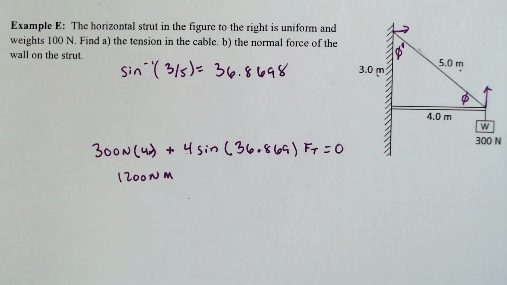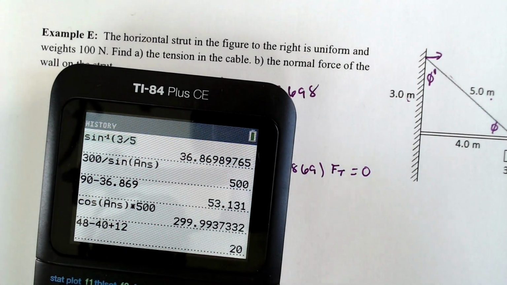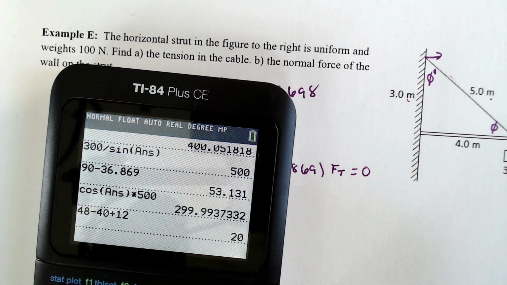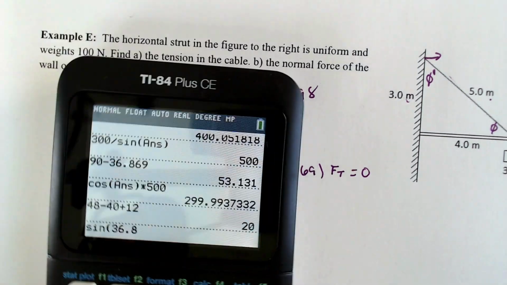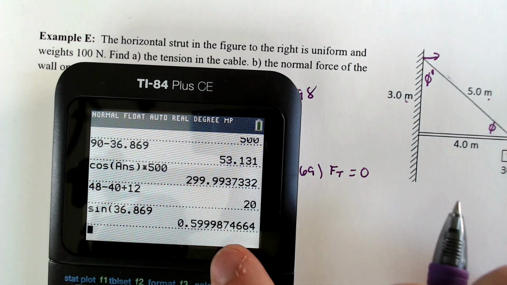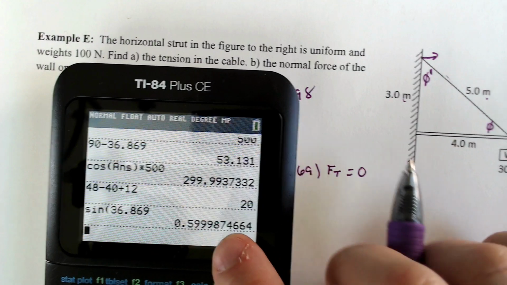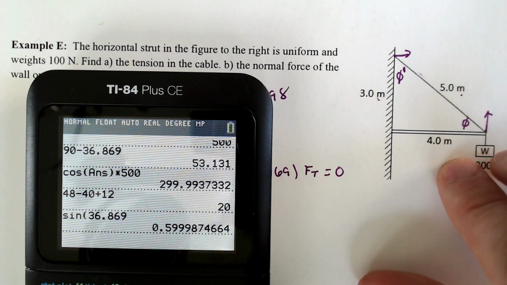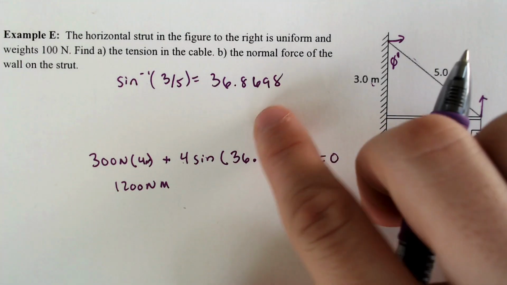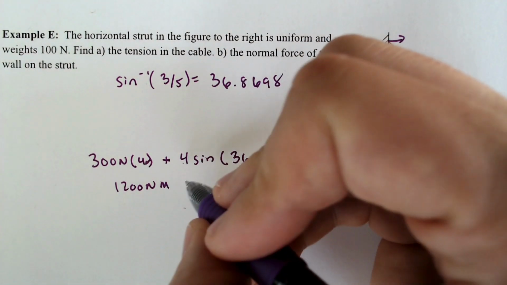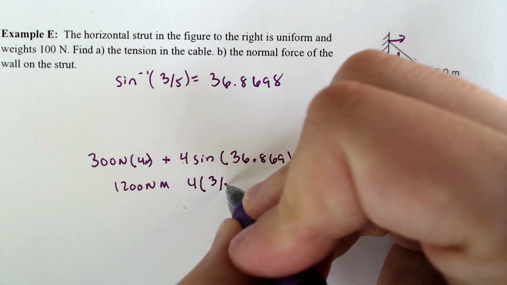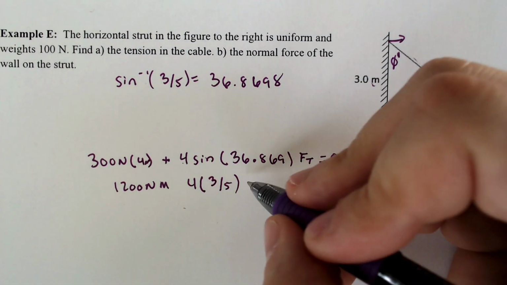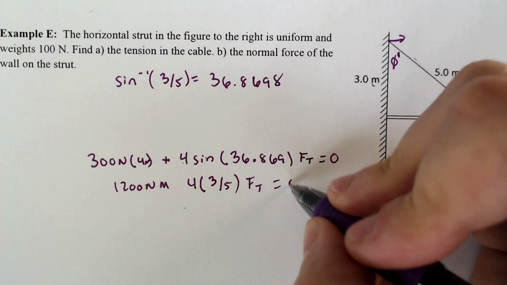If you type sine of 36.869 into the calculator, you get 0.59999. Well, what is 3 divided by 5? 0.6. So remember how I said you didn't really need that number? You could have thought of it as 3/5 this whole time, times the force of tension equals 0.